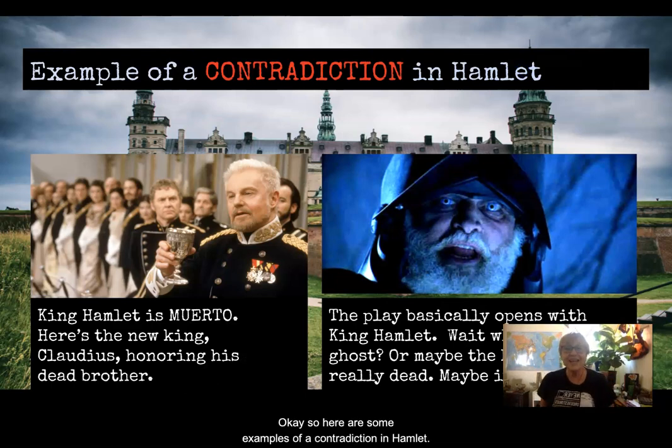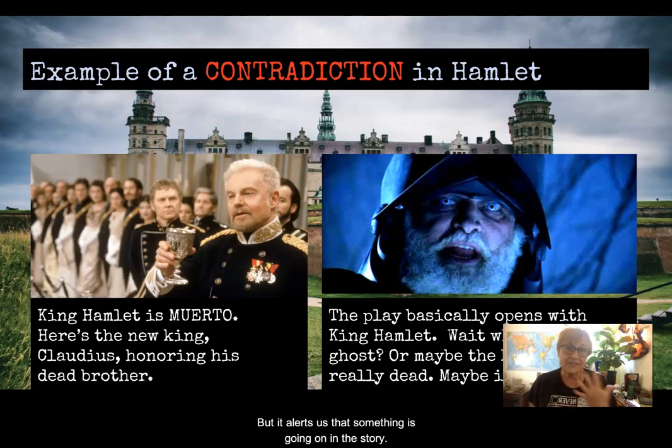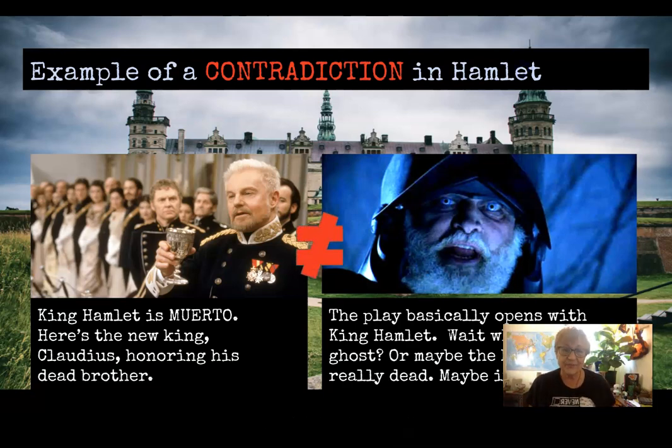Okay, so here's some examples of a contradiction in Hamlet. So in this first picture, we see that King Hamlet is muerto. Here's the new king, the guy holding the goblet. That's the new king, Claudius, and he's honoring his dead brother. But the play actually opens with King Hamlet. Wait, what? Is he a ghost? Or maybe the king isn't really dead. Maybe it's a prank. We don't know. But it alerts us that something's going on in the story.